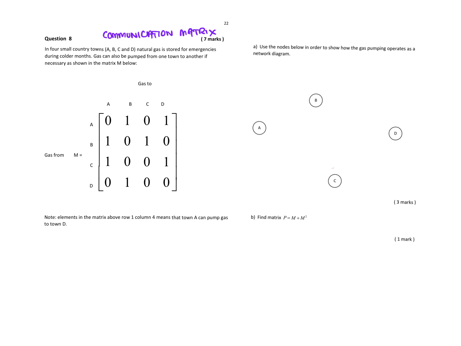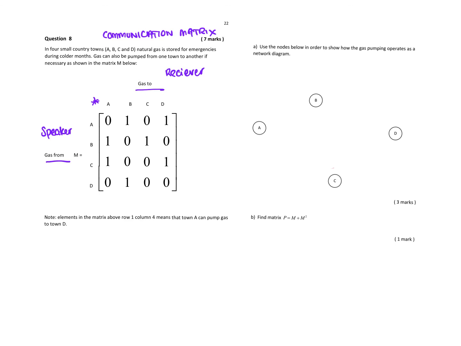So let's have a look. You can see here you start here and then it goes to there. If it was communication, you might call this the speaker and this the receiver. The first question says to use the nodes, the circles, and make a network diagram given this communication matrix.